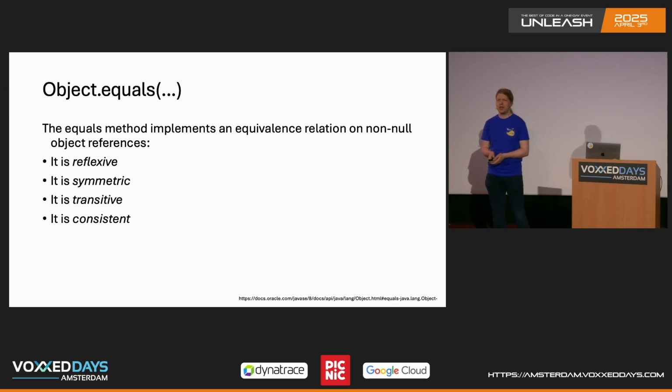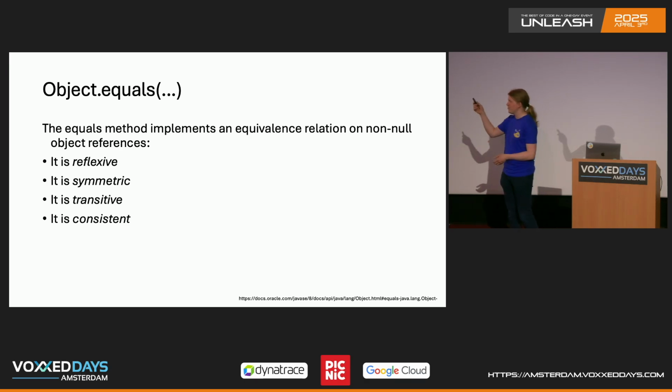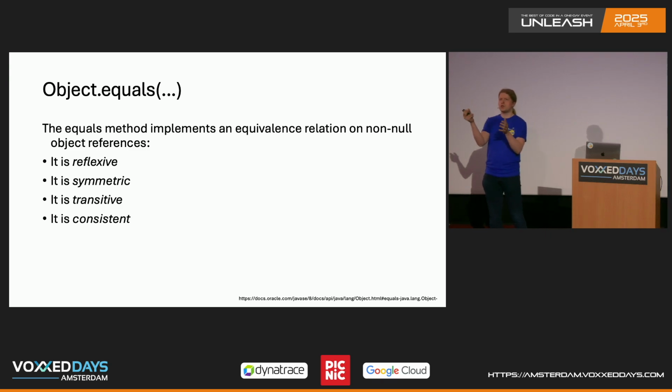Okay, some background on the equals method. Usually, if we implement the equals method, we need to essentially ensure 4 properties. It should be reflexive, so if you call x.equals(x), it should be true. It should be symmetric, so x equals y should be the same as y equals x. It should be transitive, so if x equals y and y equals z, then x should equal z. And it should be consistent. So if you call x equals y at some point in time, and then nothing changed on both objects, you call another time, it should also be the same.